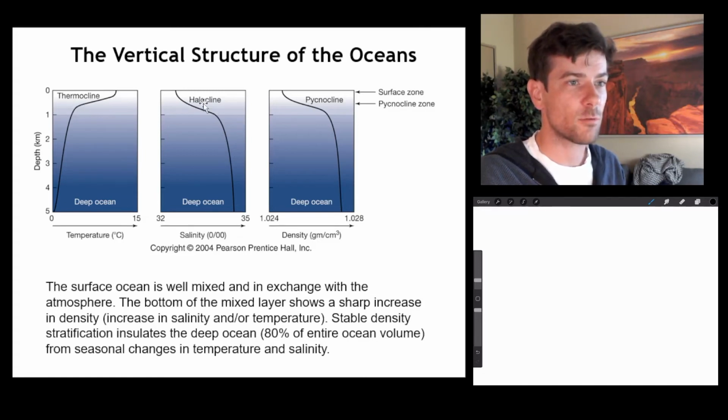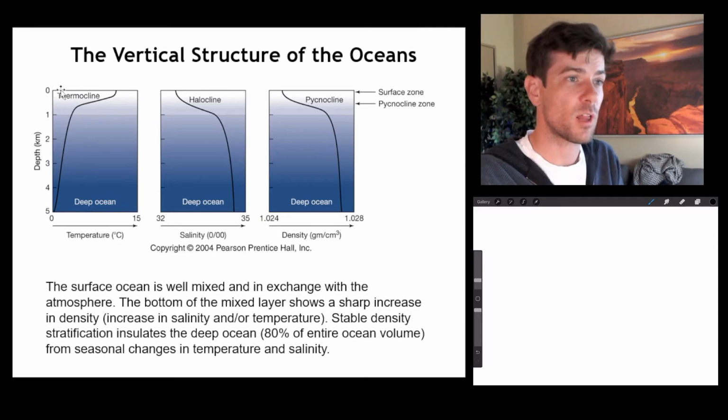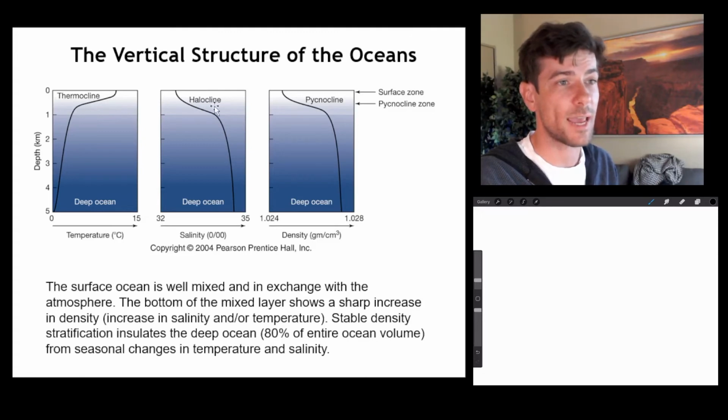And these areas of rapid change have special names. In temperature, it's the thermocline. Thermo means temperature, cline means inclined, like something's changing. So thermocline is the area where temperature changes rapidly. Halo, again, refers to salt, and so halocline is where the salinity changes very rapidly.